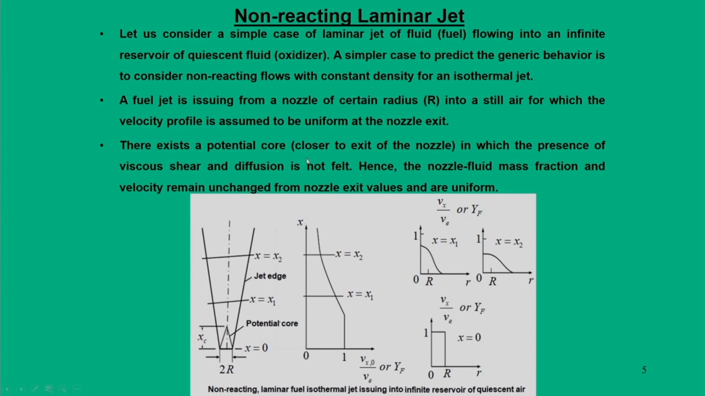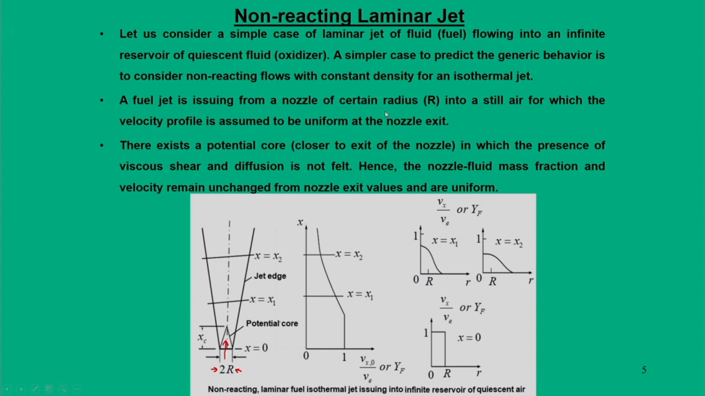What we are considering is a simple case in which a laminar jet of fluid, that means fuel, flows into an infinite reservoir of quiescent fluid, the oxidizer. If you look at this figure, a fuel is getting injected through a nozzle of diameter 2r, and it comes out as a jet and tries to spread, and the outer medium is a stagnant fluid, in this case the oxidizer, or nothing but air.